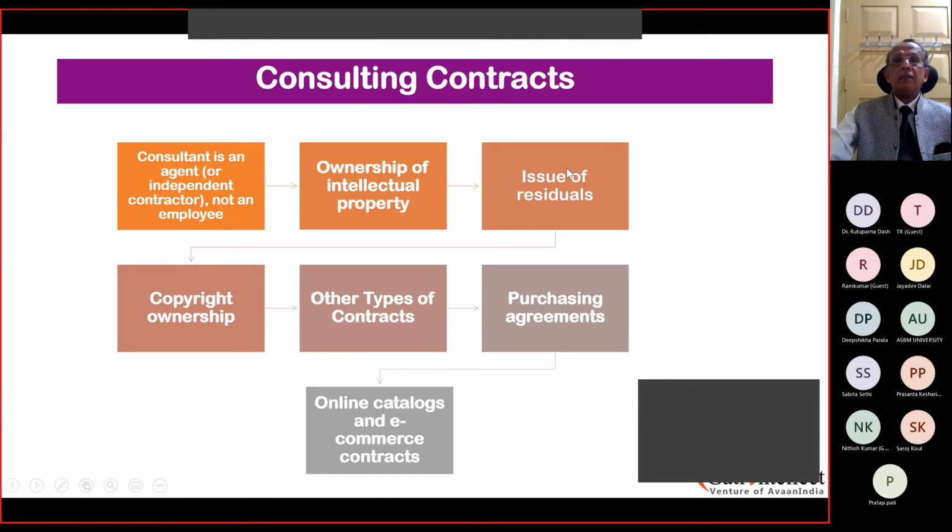Issue of residuals. Now, this residual is a very strange word, which is very much used in contracts. Let me give an example from IT. Let's say your organization wants to give an IT contract for installing, let's say, Oracle in the company. You sign the contract for installing Oracle in the company.